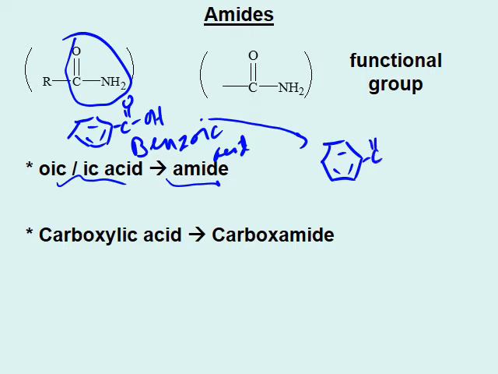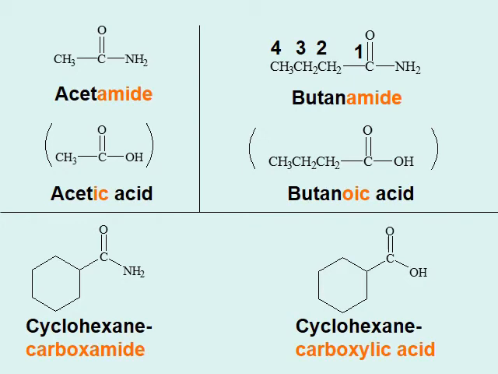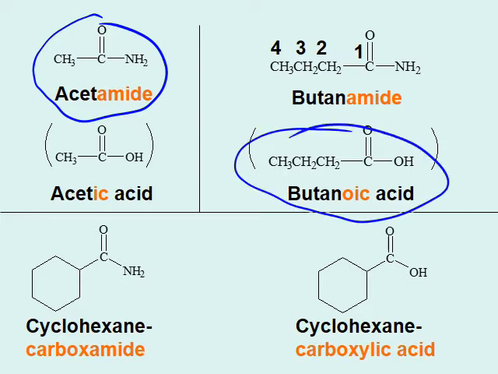So this will be C double bond O, and instead of OH you'd have NH2. So that's called benzamide. So here now naming would be simpler. From acetic acid, you can write down acetamide. Butanoic acid, this is butanoic acid, the bottom one. Butanamide is the top one, CONH2. Again, OH is replaced by NH2 in this case.